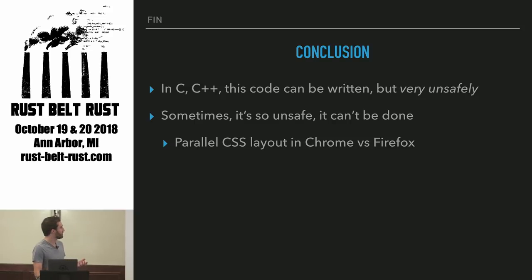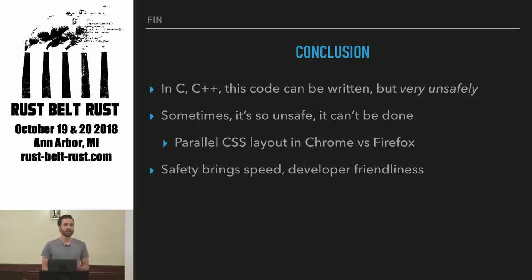So the takeaway that I want to leave you with is that safety brings speed and developer friendliness, right? When I'm working on this code base, I can move quickly. All of the other developers that I work with, they can move quickly because we're not afraid that we're going to accidentally invalidate some subtle invariant on a list of invariants that isn't actually written down anywhere. And it's developer friendly, right?